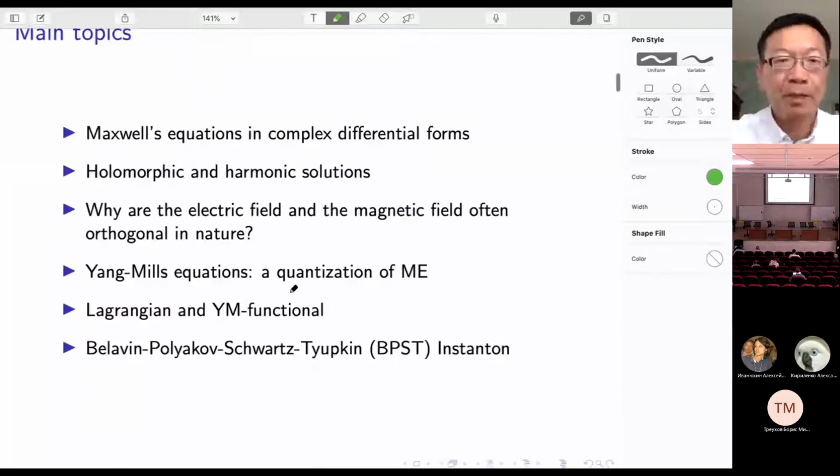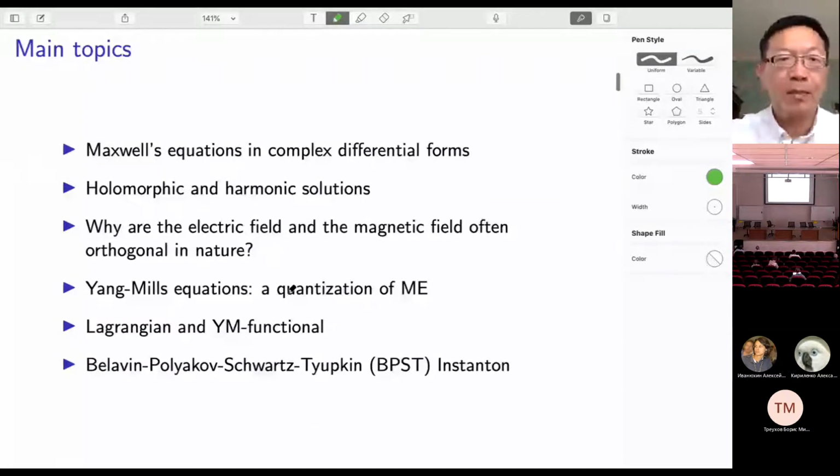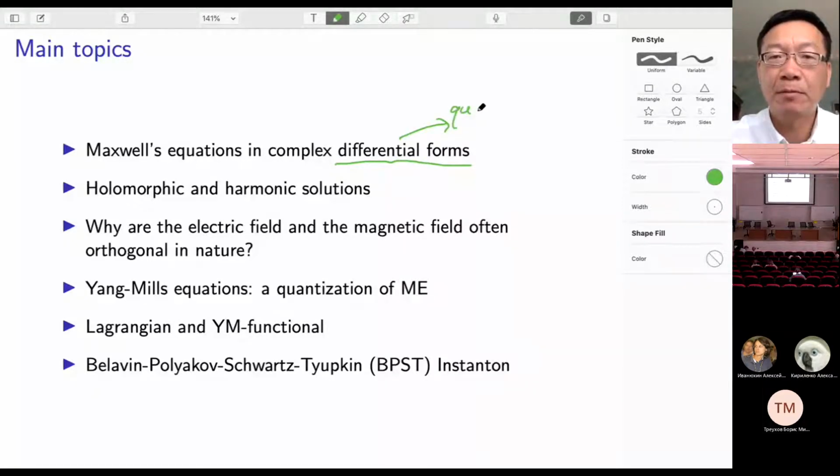The main topic is Maxwell's equations in complex differential forms. So we will rewrite the Maxwell equations using not the real differential form, but using complex differential forms. And this differential form approach is elegant in the sense that it makes the quantization very simple. So if I do the quantization, I get the Yang-Mills equation.